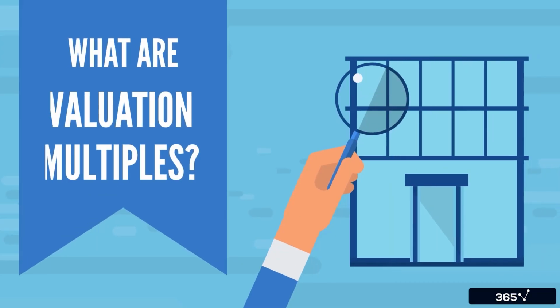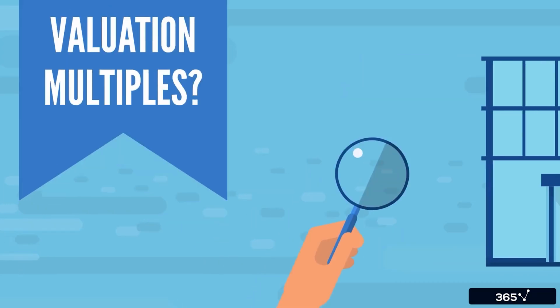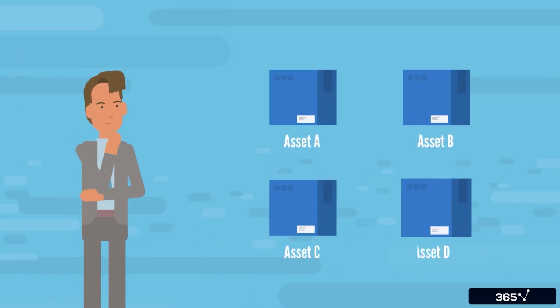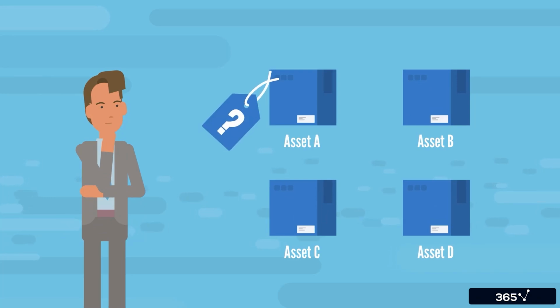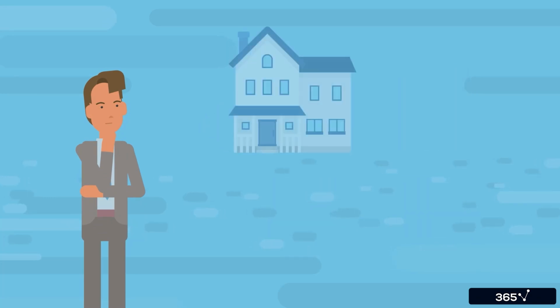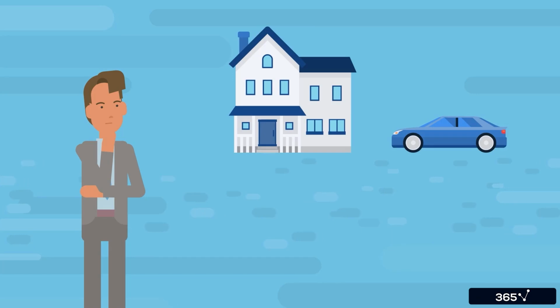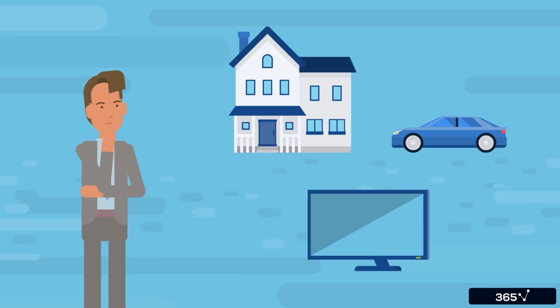One of the most intuitive ways to price an asset is to compare its value to the price of other similar assets. You do that when you're in the market for a new house, a new car, and even a new TV. How does it function?